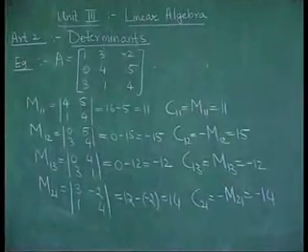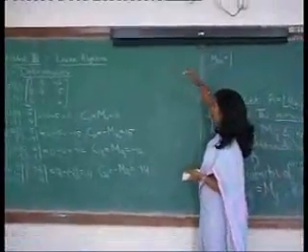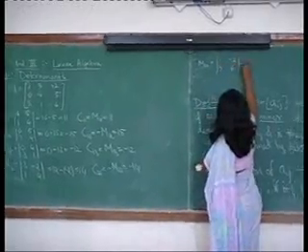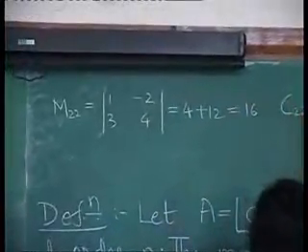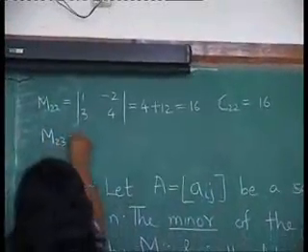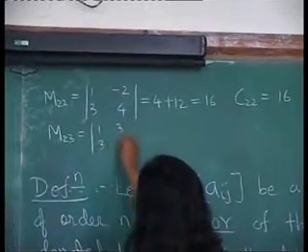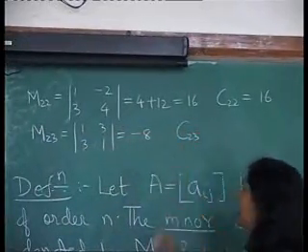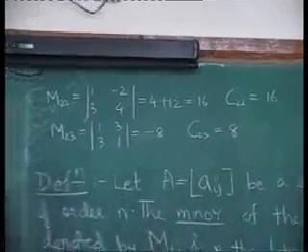Similarly, when I take the minor of the element in the second row, second column, I'll have to delete the second row, second column. If you do that, you'll be left with determinant of 1 minus 2, 3, 4, which is equal to 4 plus 12, 16. And cofactor will be equal to the minor because the sum is even. Then we go to the element in the second row, third column. So delete the second row and the third column. We'll have 1, 3, 3, 1. 1 minus 9 is minus 8. And this time 2 plus 3 is odd. So cofactor will be the negative of this. Therefore cofactor will be equal to 8.